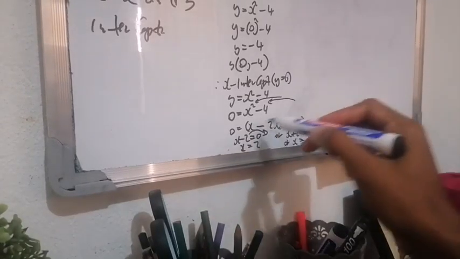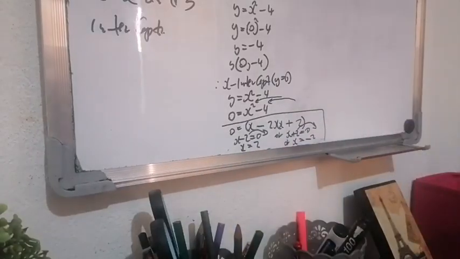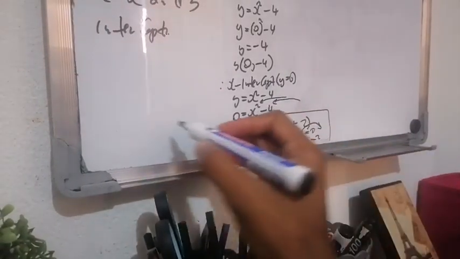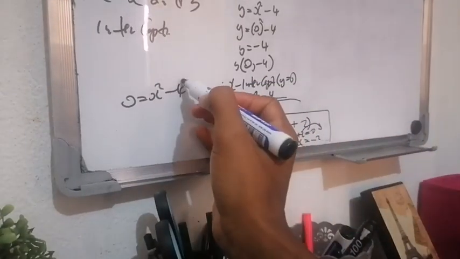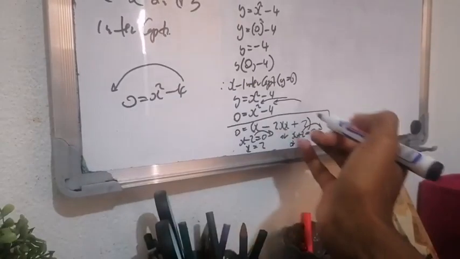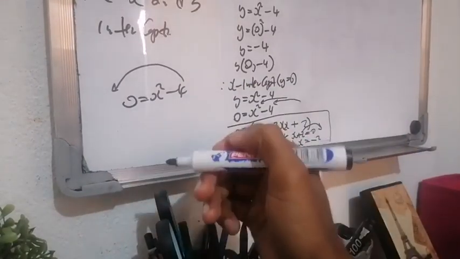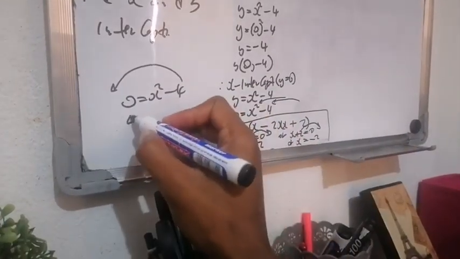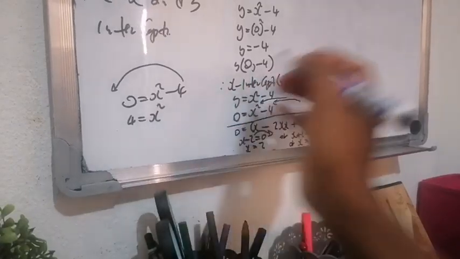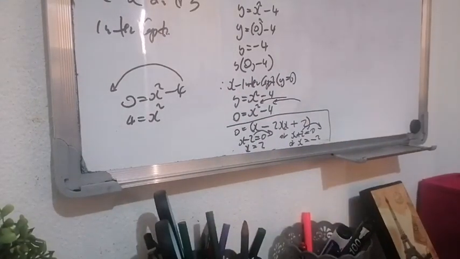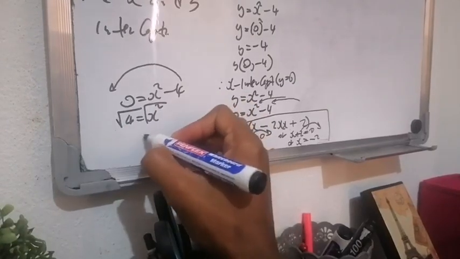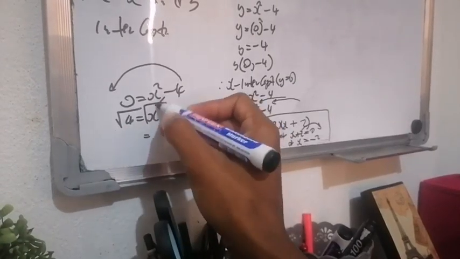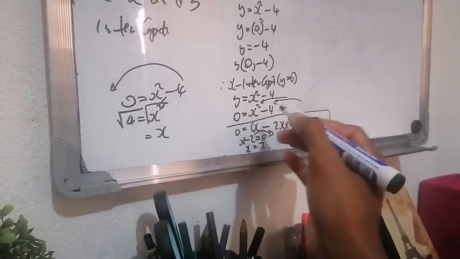Well, if you don't understand from here, you can do it this way. You can say, well, I have 0 equal to x squared minus 4. So I should take the 4 to the other side. Therefore, you're going to have a positive 4 and then you have x squared. I believe you know so far how to remove the square. You remove the square by putting the square root on both sides. Then as a result, the square will cancel the 2, and you'll be left with only x.